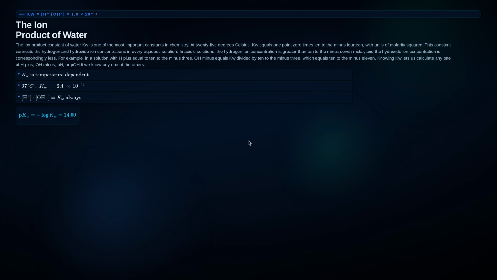In acidic solutions, the hydrogen ion concentration is greater than 10 to the minus 7 molar, and the hydroxide ion concentration is correspondingly less. For example, in a solution with H plus equal to 10 to the minus 3, OH minus equals Kw divided by 10 to the minus 3, which equals 10 to the minus 11. Knowing Kw lets us calculate any one of H plus, OH minus, pH, or pOH if we know any one of the others.